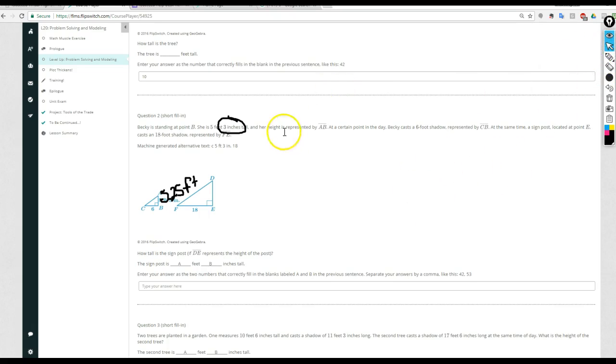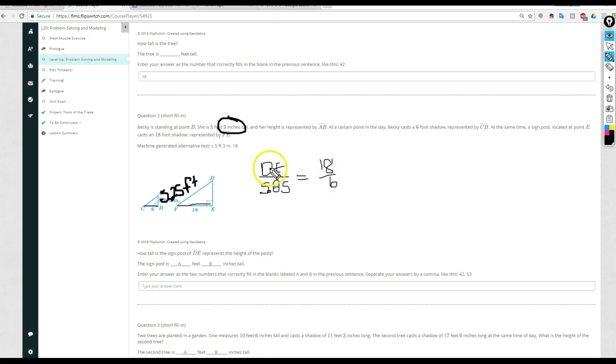So now let's set up our ratios. DE is our unknown, so DE is going to be compared to its corresponding side, which was 5.25, and that equals the shadow length of the signpost, which was 18, compared to its corresponding side, the length of her shadow, which is 6. Now, 18 divided by 6 is a number. It's a fraction.